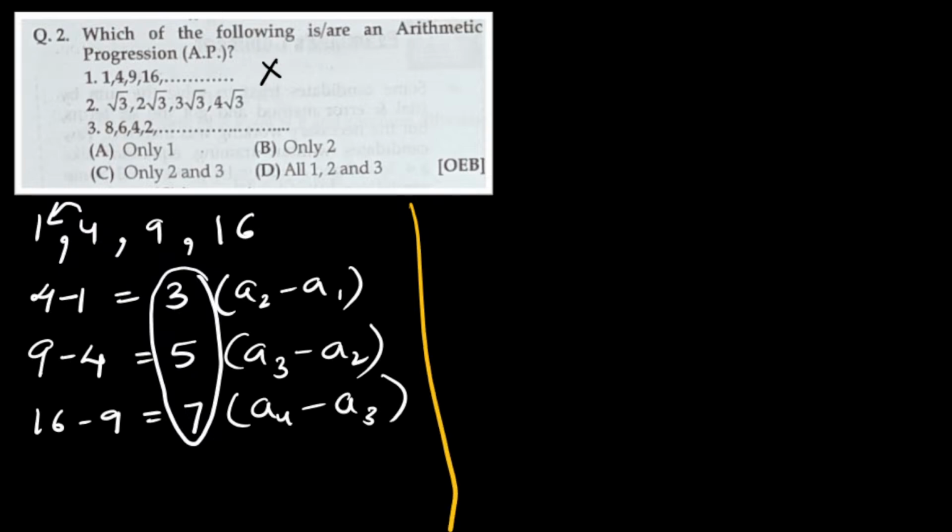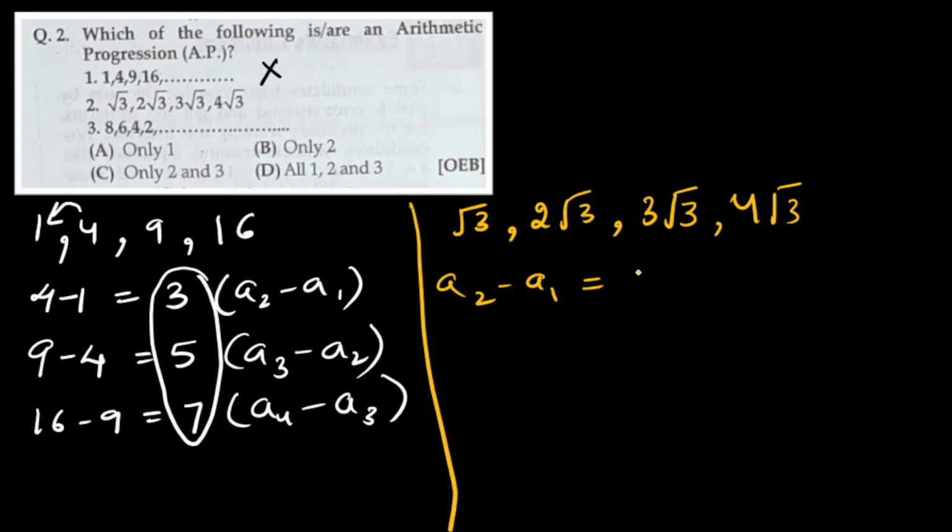So let's check for the second one. The second one is root 3, 2 root 3, 3 root 3, 4 root 3. Same thing we will do. We'll do a2 minus a1. See, this is the first term a1. This is the second term a2.